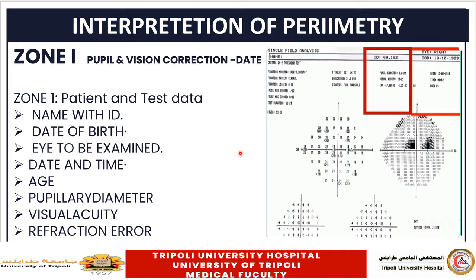And another thing is the pupillary diameter. Between 3 to 4 millimeters is ideal. Less than 2 millimeters will cause generalized depression of the sensitivity of the retina.